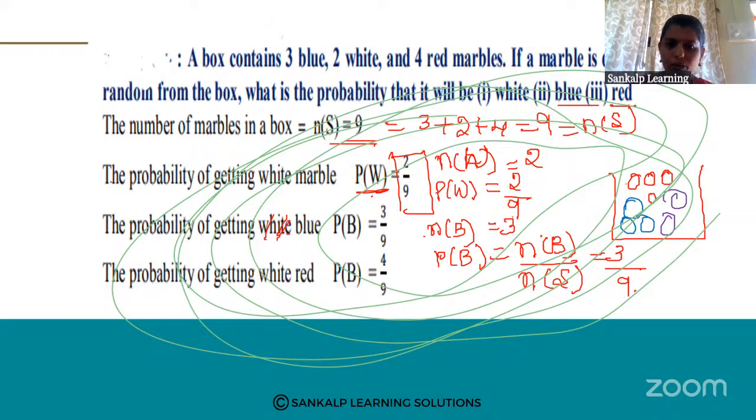Probability of getting red. So not white, it is red. Okay. Probability of getting red.